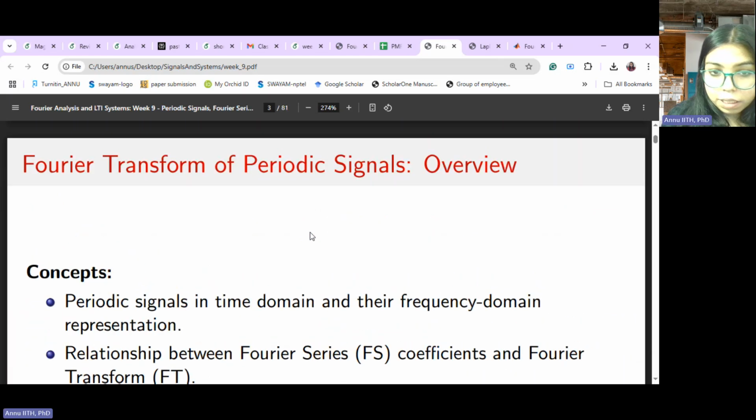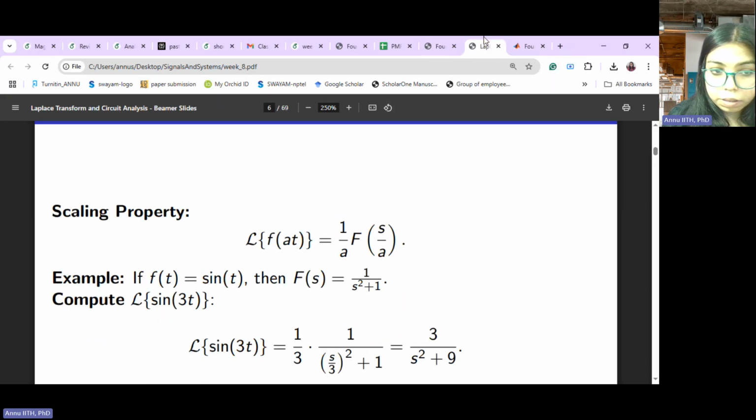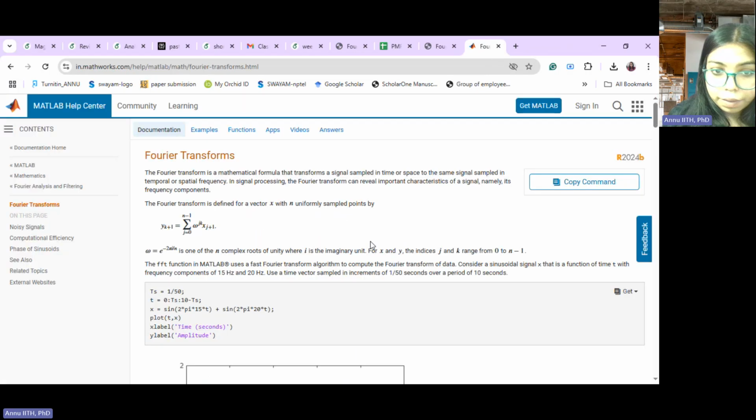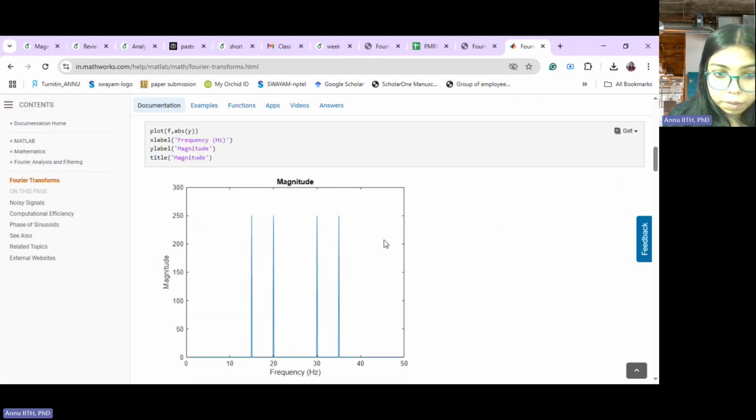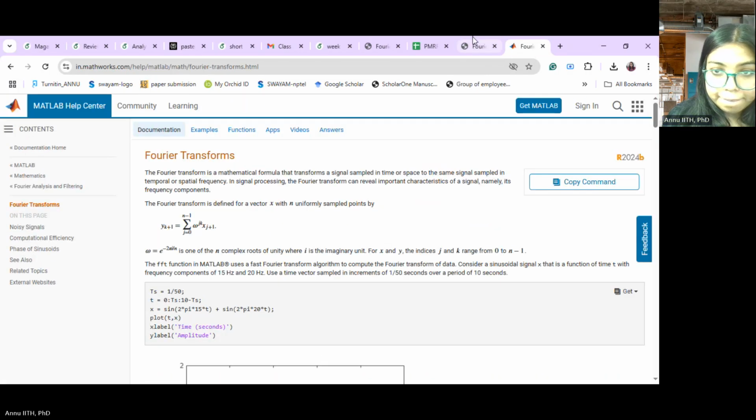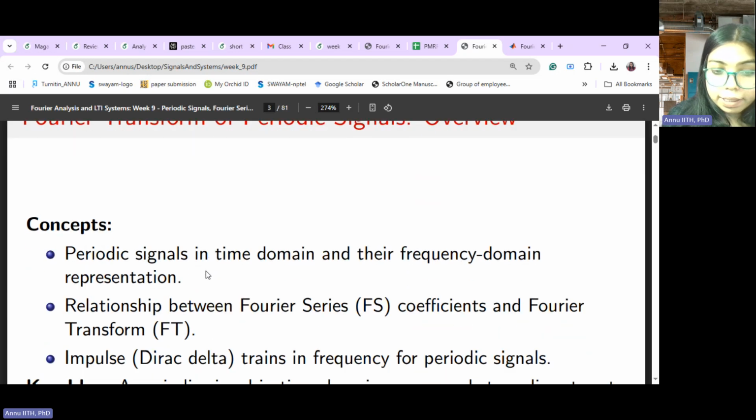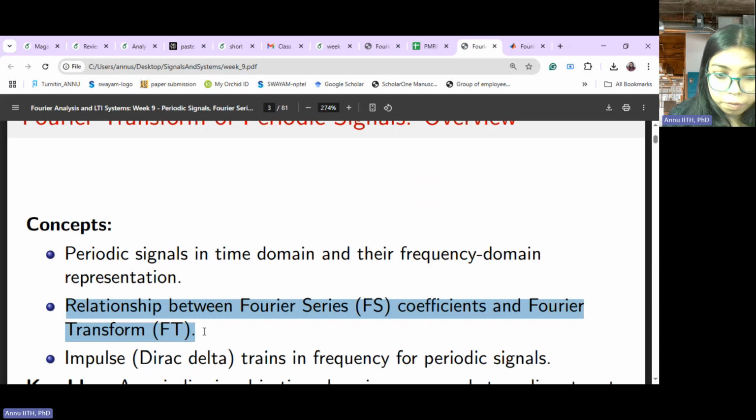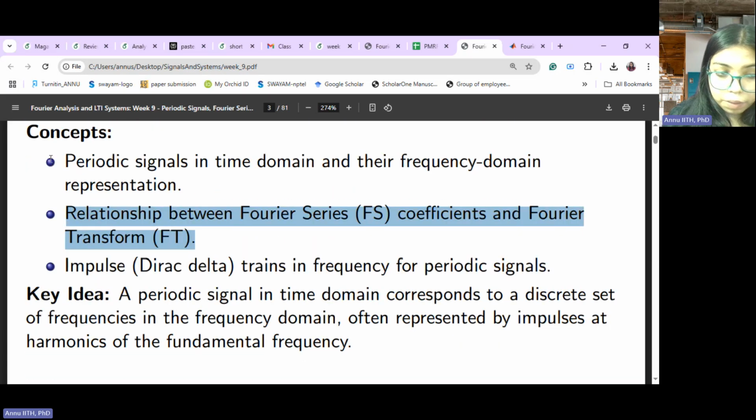So let us first go through the whole Fourier transform of periodic signals overview. Then one by one, we will go through some properties with respect to MATLAB also. Okay. So periodic signals in the time domain, and the frequency domain representation. So the relationship between Fourier series coefficients and the Fourier transform is what we will be seeing.